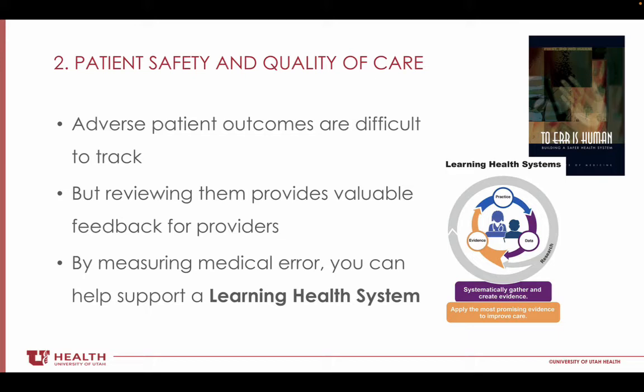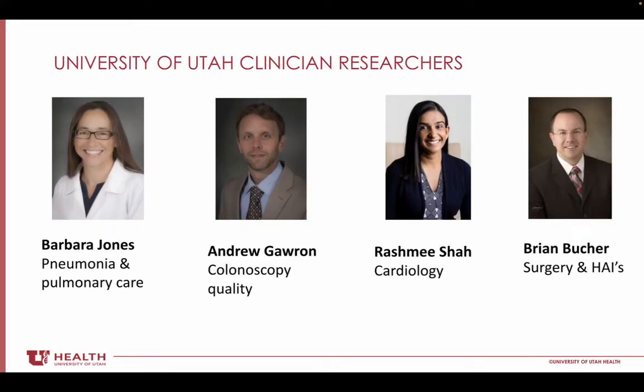So a second example is looking at patient safety and quality of care. Adverse patient outcomes are really important to understand, how often they happen, and reports like "To Err Is Human" really highlight the cost of diagnostic error and how frequent it is. And so we want to be able to track those, but it's challenging. If we were able to get them, then we'd be able to give good feedback to providers. We could build a learning healthcare system framework where we're improving care based on the data that we have. But first, we need to be able to identify that data.